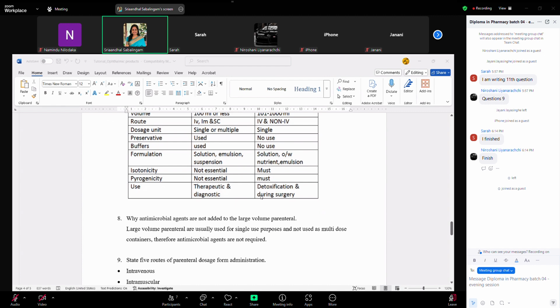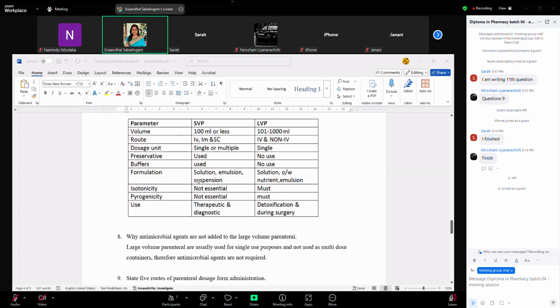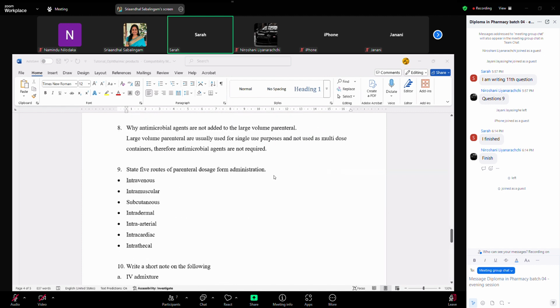Okay, state 5 routes of parenteral dosage administration. Anyone can read your answer. Intravenous, subcutaneous, intradermal, intramuscular, intraosseous, intrathecal, intracardiac. Okay, so this is a very simple question, right?